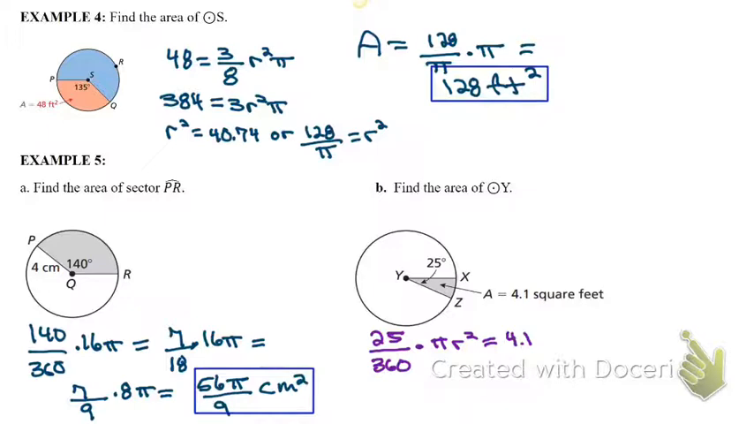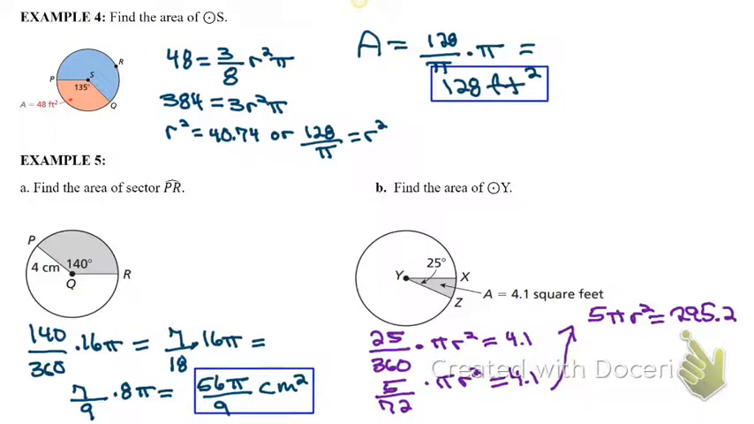So now our goal is to isolate r squared. You can first reduce and then multiply both sides of the equation by 72. And then we're going to need to divide by 5 pi.